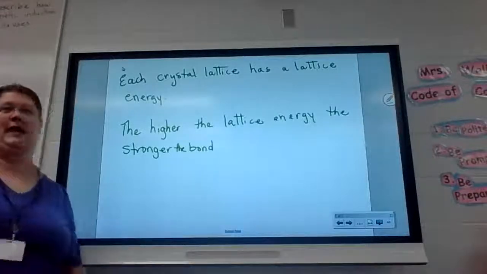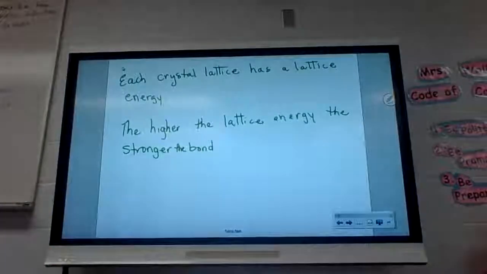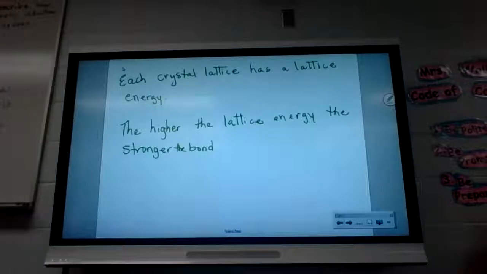The higher the lattice energy, the stronger the bond. Okay? The higher the lattice energy, the stronger the bond.